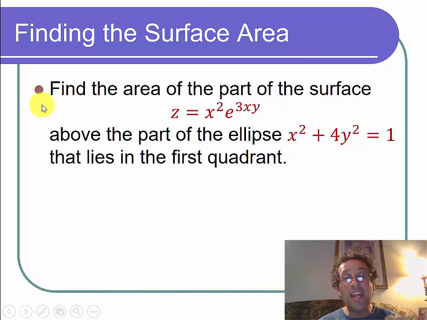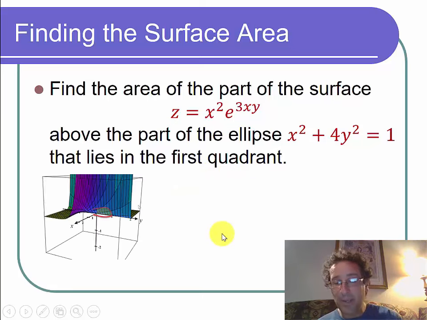So the question states, find the area of the part of the surface z equals x squared times e to the 3xy above the part of the ellipse x squared plus 4y squared equals 1 that lies in the first quadrant. As always, I like to use a computer, get a little picture.